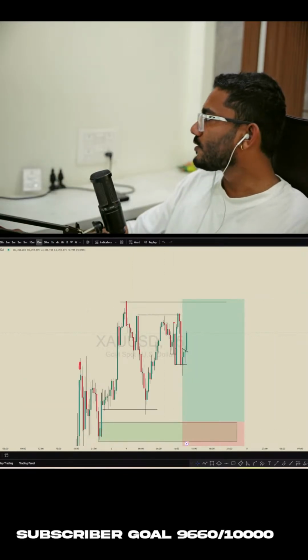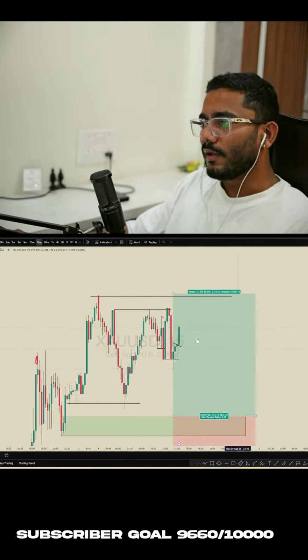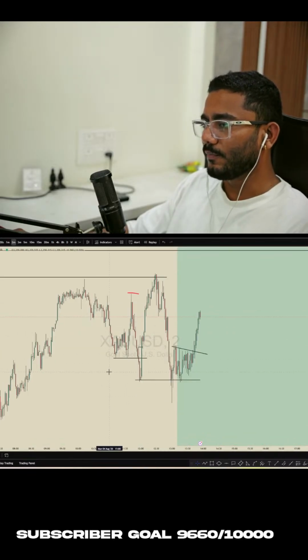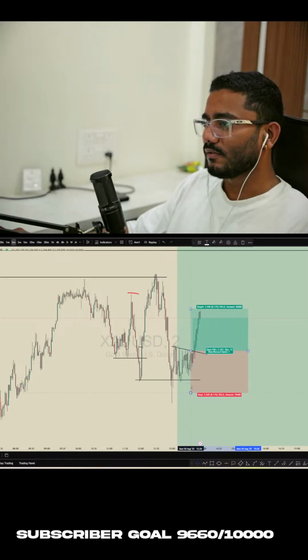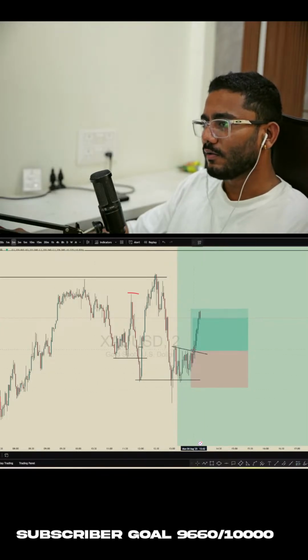If you have any questions, you can ask in the comment section. I know that price is going to the upside from here, but we don't have any area where we can look for entry because I don't like to trade breakouts like this. It's very risky because one candle in our direction will hit our stop loss.